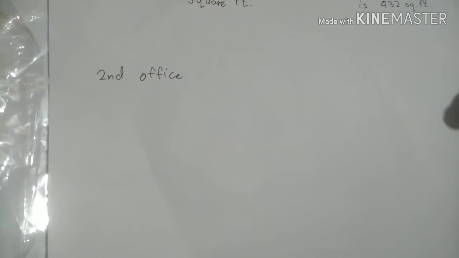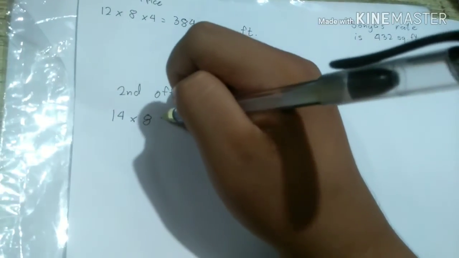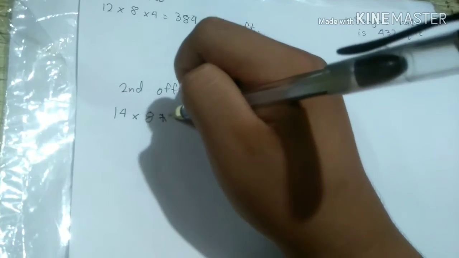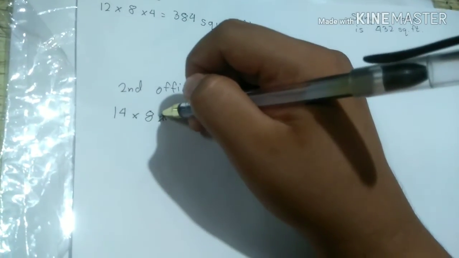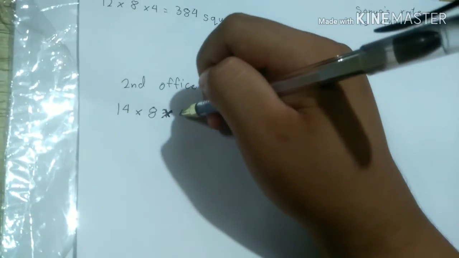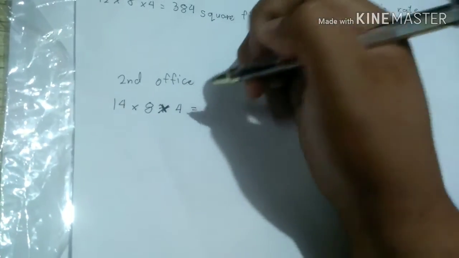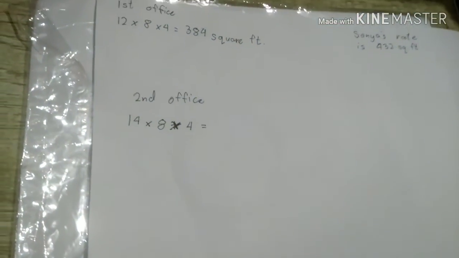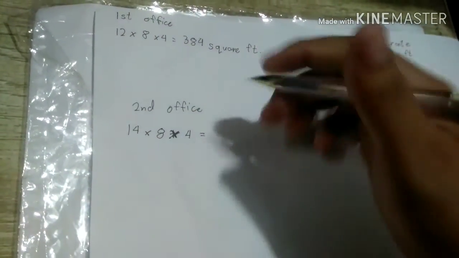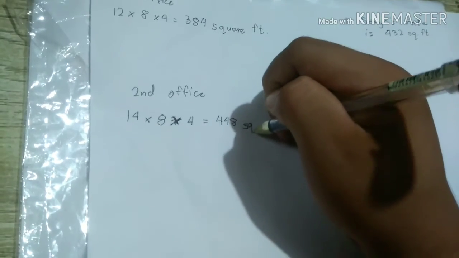So in the second office, we have 14 by 14 long times 8 feet high, and also multiplied times 4, because the office has 4 walls or sides. So we multiply those together, and it will result to 448 square feet.